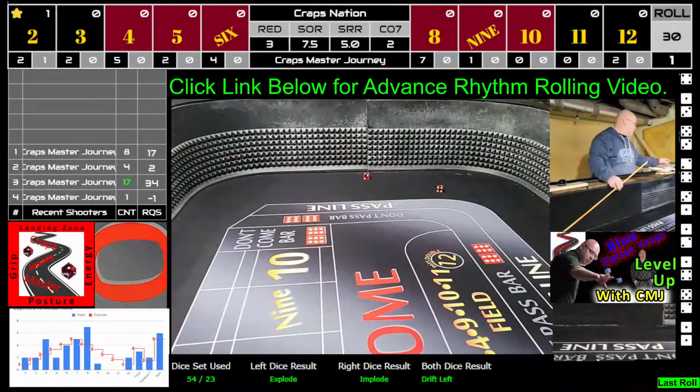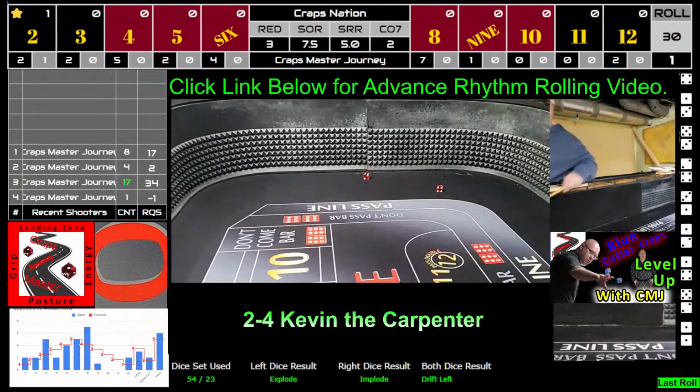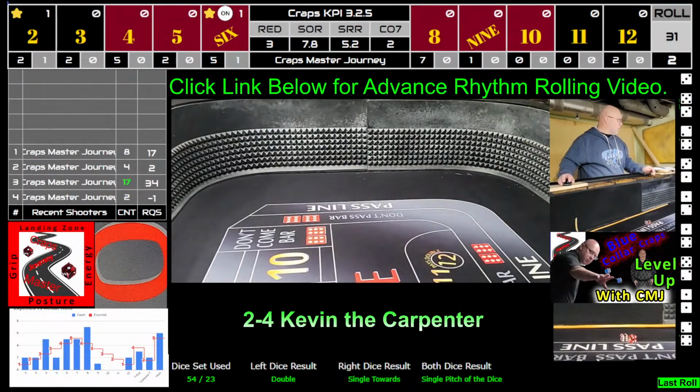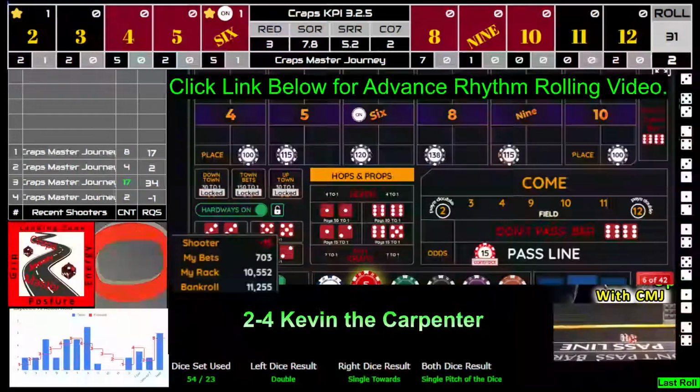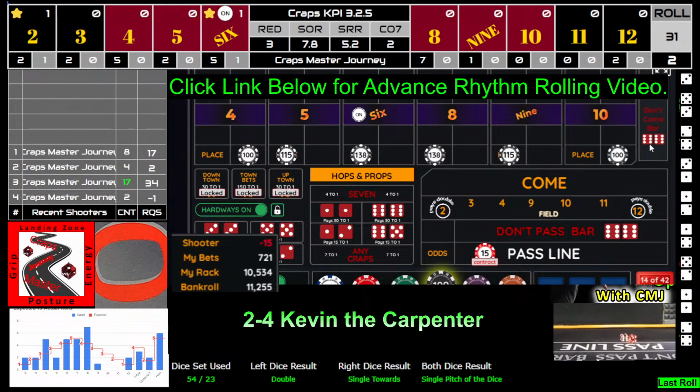Two, 4, 6. Marking that point 6. 5-4-2-3, and we got a 2-4-6 result. Okay, 640 across, including 66 inside. Pressure, including 250 on a DC.